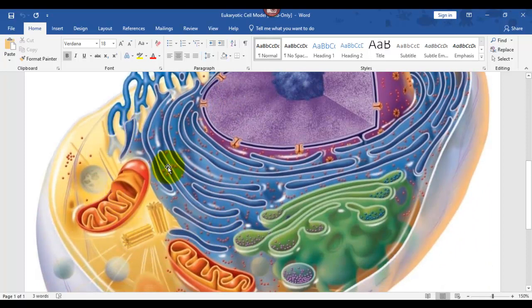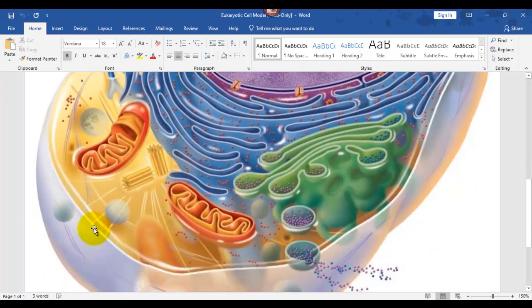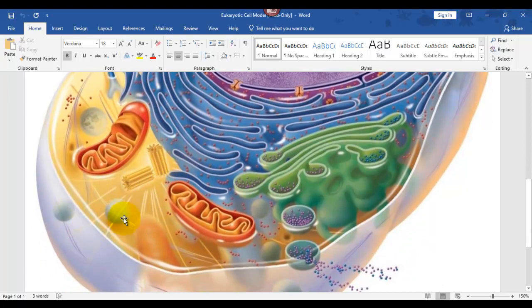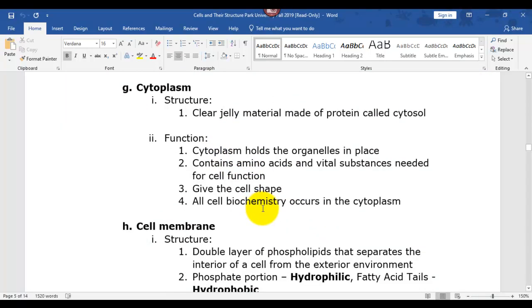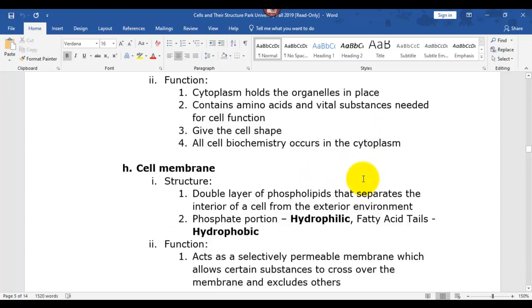But yeah, it actually holds all these organelles in place. It has a lot of the amino acids inside that the cell needs. It does give the cell some shape. So it's got some pretty important functions, but all biochemistry occurs in the cytoplasm, absolutely. So it's just a clear jelly that's holding everything together.